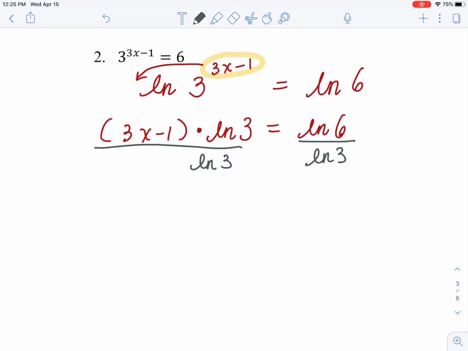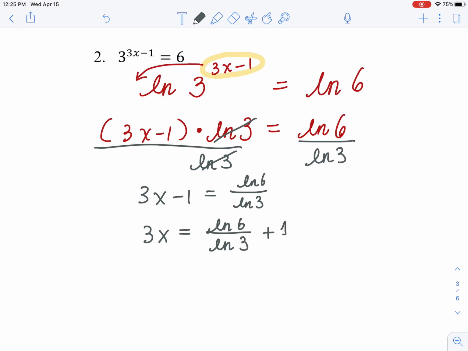Okay. So you know what? Never mind. It's not cool. I thought I could use the quotient property, but they need to be subtracting. So you know what? That's not right. I got 3x minus 1 equals natural log of 6 divided by natural log of 3. And I'm just solving for x, right? So what do you do to both sides? Add 1 to both sides. So I have 3x equals natural log of 6 divided by natural log of 3 plus 1, right?